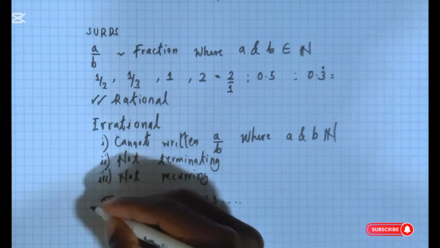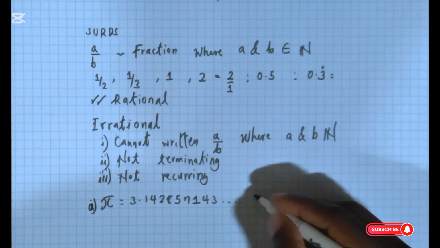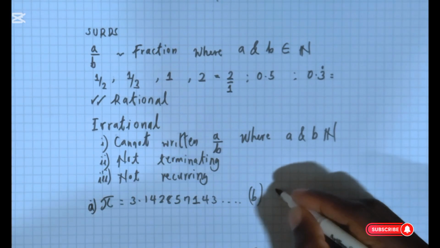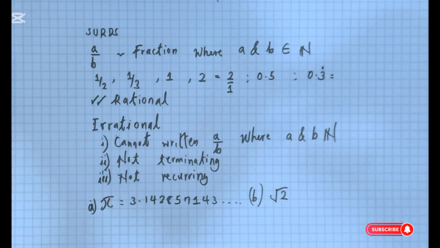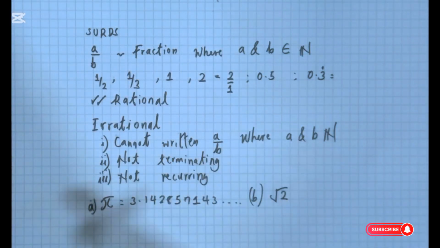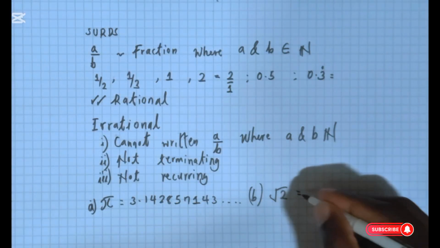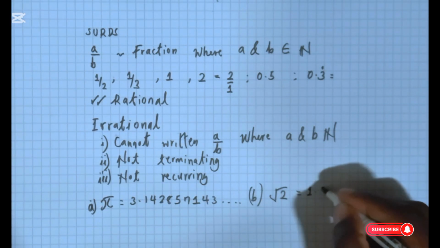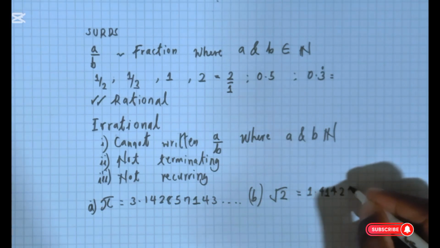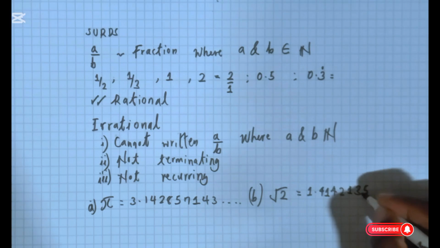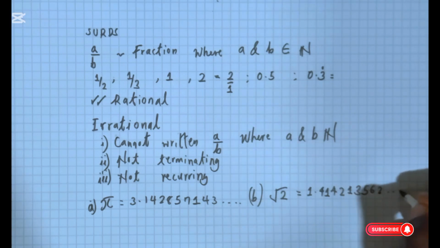Another example that I would give of an irrational number, so pi is my first example, I'll name it A. For B, I want to speak of the square root of 2. If you look at the square root of 2 as a decimal number, you notice that it will give you 1.4142135 6, 2, and on.